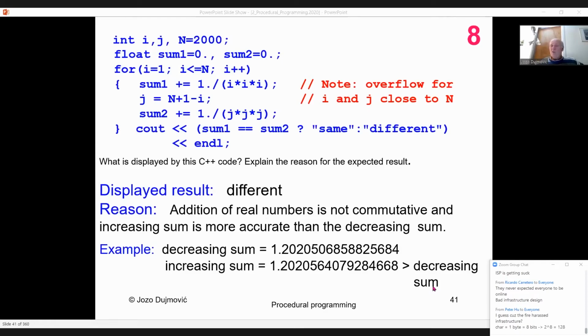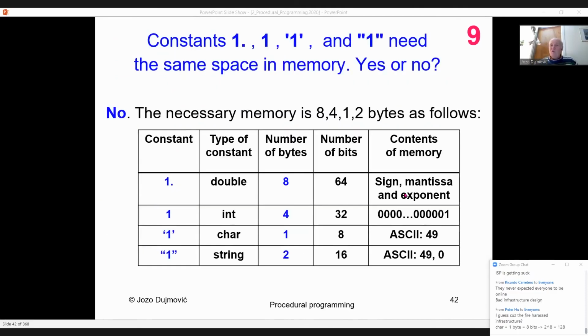So the increasing sum is greater than the decreasing sum, as we expect it to be. But they are not the same, okay? And what we get here is different. So be prepared that this is going to happen and act accordingly. If you need more accuracy, then take a type that is more accurate. If you need something else, then there is always a trick that we can use to control everything.